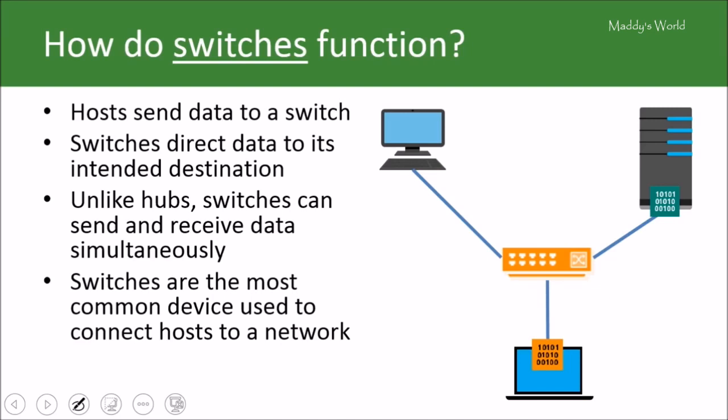So you saw the yellow piece of data there go from the PC to the laptop, and you saw the turquoise or green piece of data there go from the laptop to the server. And a good way to summarize it is switches are simply smarter than hubs.